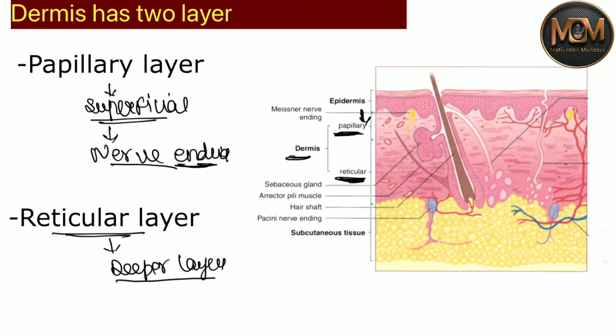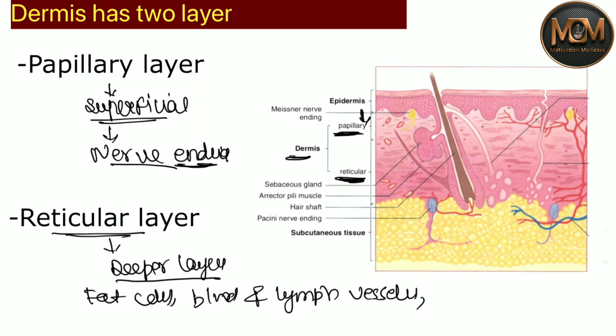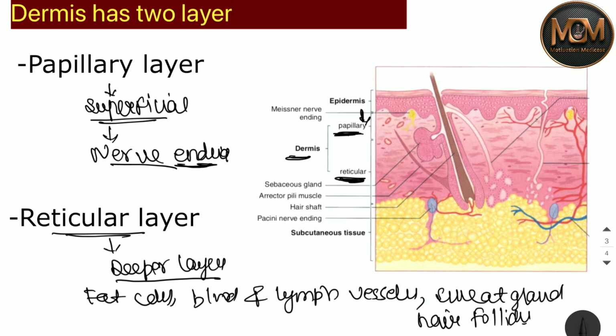As I told you, it is a deeper layer, so it contains fat cells, blood and lymph vessels, and sweat glands. That's why, as I told you, this will be responsible for all the sensations, like touch, pain, cold, pressure, and many things. Sweat glands and hair follicles as well. So this was all about the dermis layer.